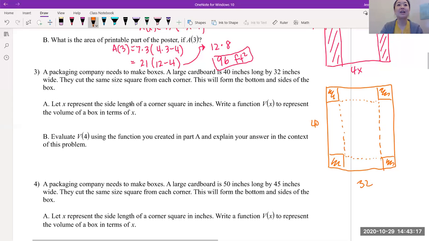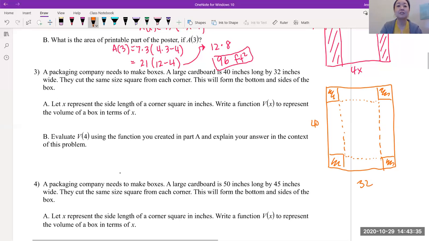All right, so there it is. This will form the bottom and the sides of the box. This big rectangle right here, that's the bottom. And then we're going to put up the sides, and then we're going to tape the sides. We're probably not going to tape it. If it's a packaging company, I'm sure they have a fancy way of doing that.